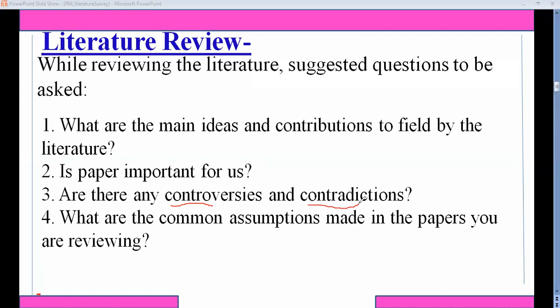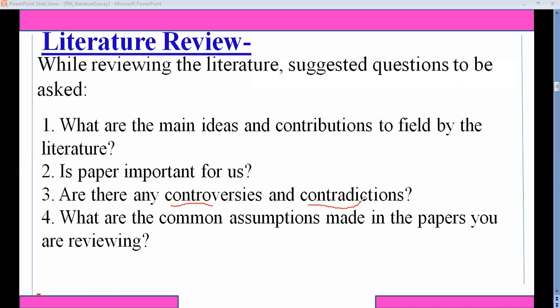You have to take care about these controversies and contradictions, because at the time of thesis defense, the examiner will ask, as the examiner will be from that field. If you put forward anything contrary, he may raise a question and we have to defend it.